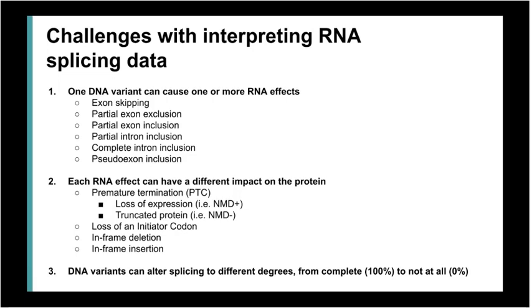And finally, these DNA variants can alter splicing to different degrees. It isn't always the case that we shift from one species to an all new set of new species. You can have what we call these kind of leaky splice variants where you get some normal splicing happening from the altered allele and some abnormal splicing happening as well.